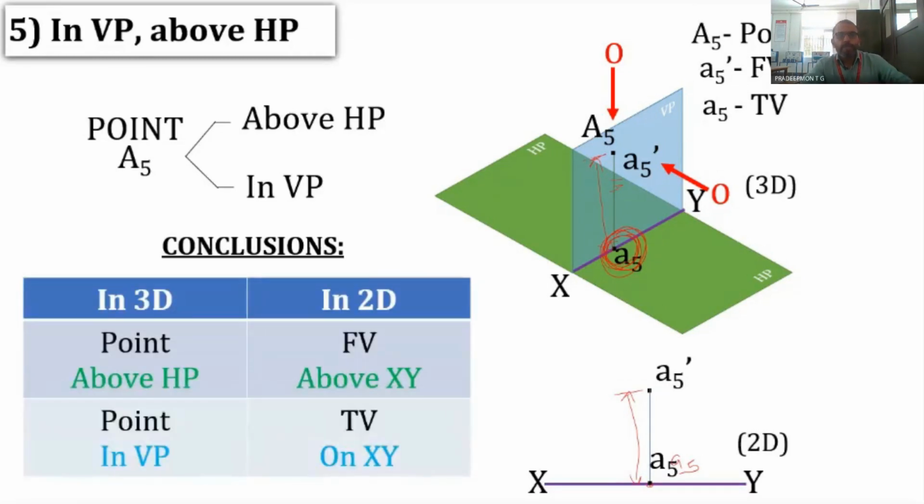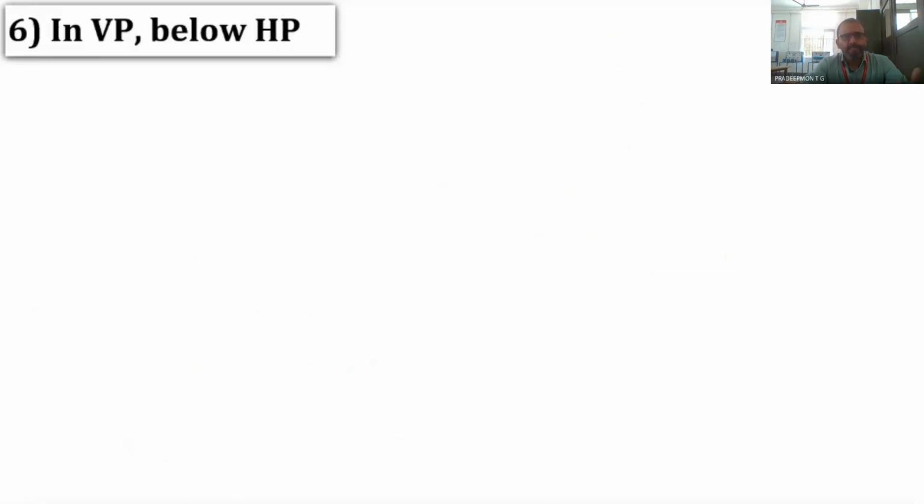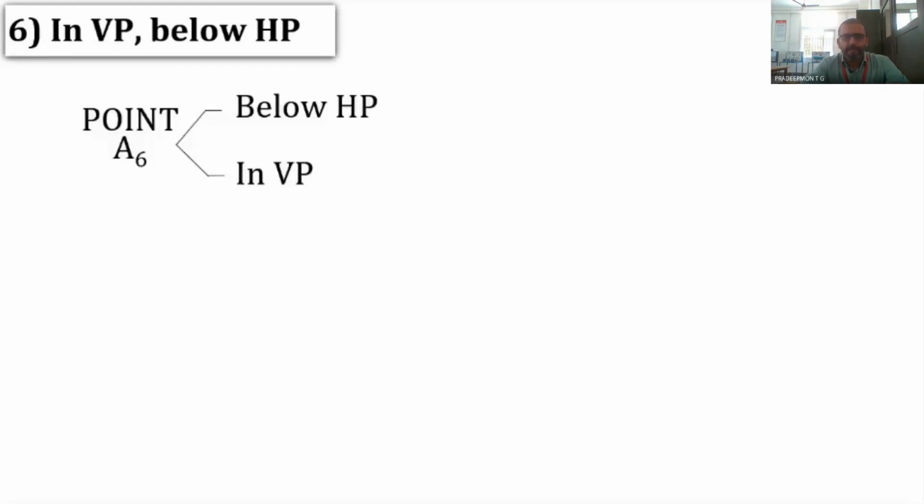So the conclusions from this condition is that in 3D, if the point is above HP, in 2D, the front view will be above the XY line. But in 3D, if the point is in VP, in 2D, the top view will be on the XY line itself. So that is the condition here. In the fifth condition, where the point is in VP and the point is above the HP. And if the point is below HP and in VP, let's see what the condition is.